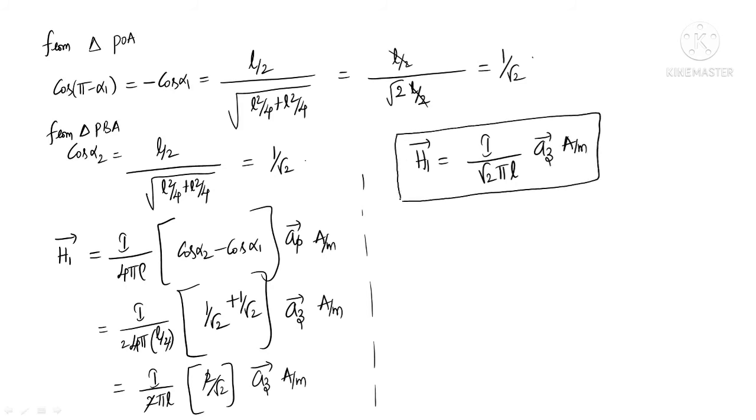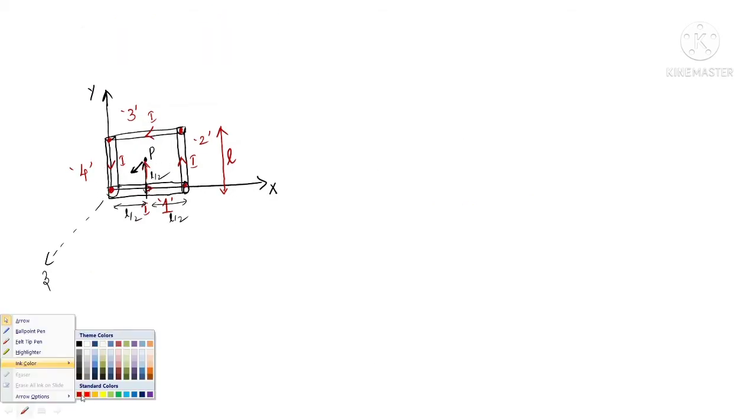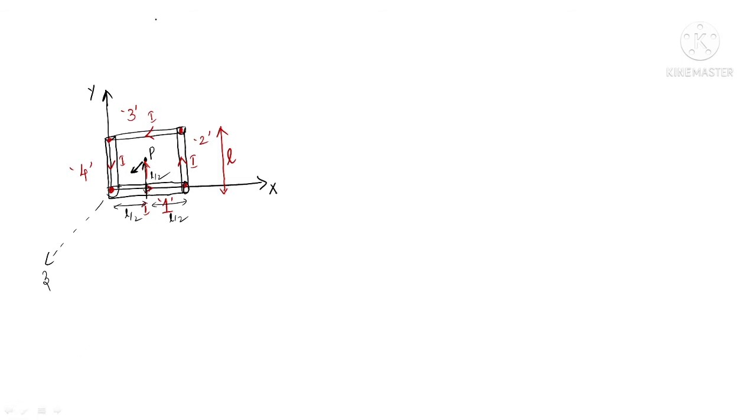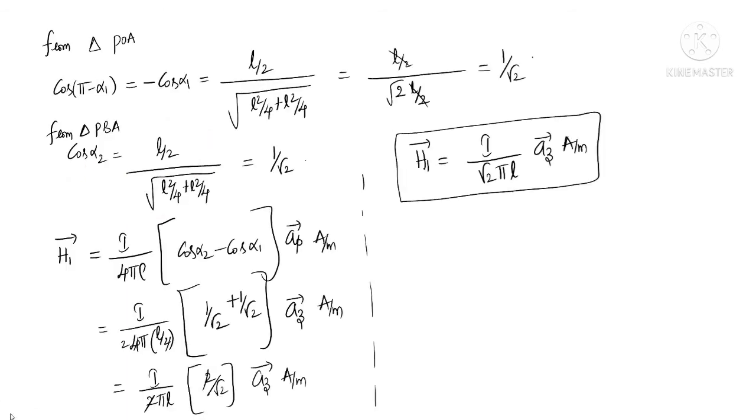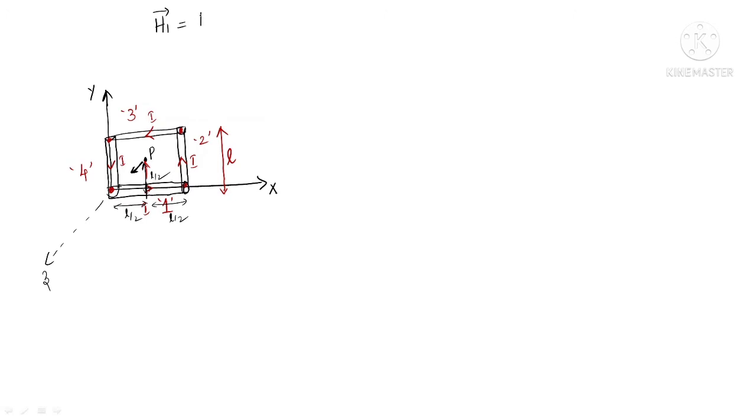Next we will find due to the second side. In the entire square loop there is no need to find due to all the sides. If you find 2 sides, the remaining 2 sides will be obtained automatically. This is the magnetic field intensity due to first side we got. H1 bar is equal to I by root 2 pi L AZ bar. AZ bar means positive Z direction. I by root 2 pi L AZ bar ampere per meter.